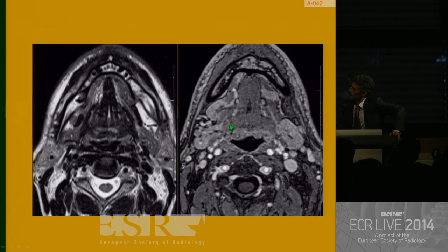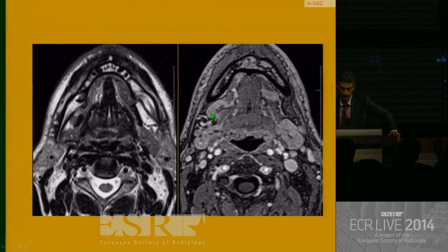And what is going on is that here you have a muscle. This muscle is the mylohyoid muscle, and the muscle shows a gap through which some tissue is growing. And the same appears after the contrast injection on the VIBE sequence. This is the muscle, and the gap in between.